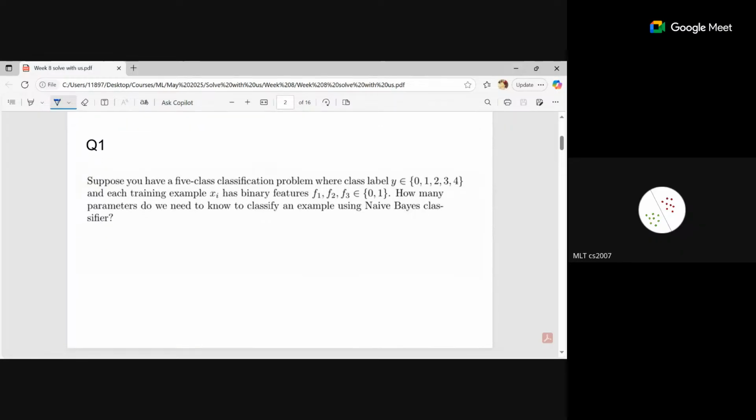So here is the first question. The question says, suppose you have a five class classification problem where class label Y belongs to 0 to 4 and each training example Xi has binary features F1, F2, F3 belonging to 0, comma 1. We need to find out the number of parameters that you need to classify an example using a naive-Bayes classifier. So basically, the number of parameters that you will have to use here.